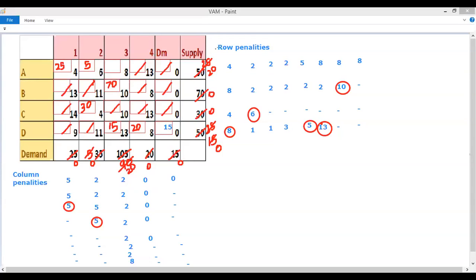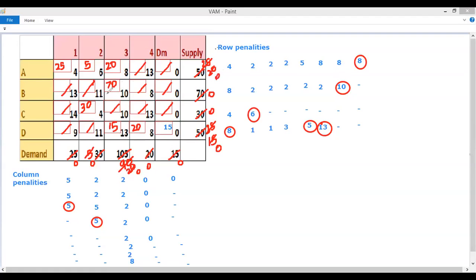So both are the same, yes, right? Both the penalties here are 8. Both are the same, so let us choose this one. Now, allocate resources. So for this particular cell, the demand is 20 and the supply is 20. So both are the same, allocate 20 units here. Now this value has become 0 and here also this value has become 0.